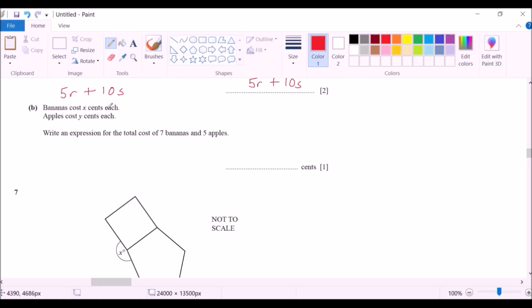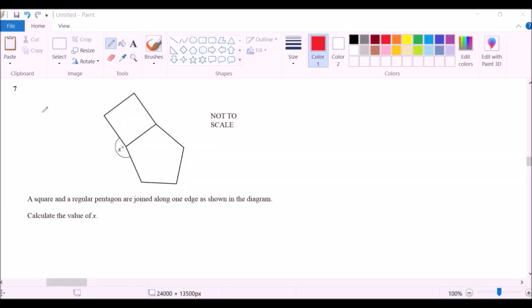Bananas cost X cents. Apples cost Y cents. Write an expression for the total cost of 7 bananas and 5 apples. Bananas is X, so it's 7X plus apples cost Y, 5 apples, 5Y. So we have 7X plus 5Y. Let's look at number 7. A square and a regular pentagon are joined along one edge as shown in the diagram. Calculate the value of x.